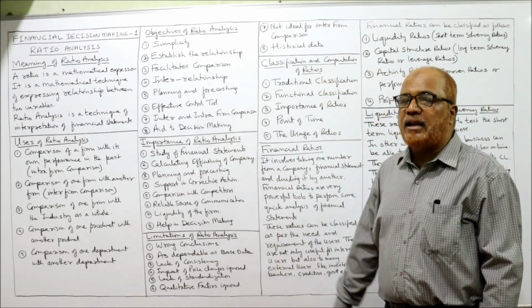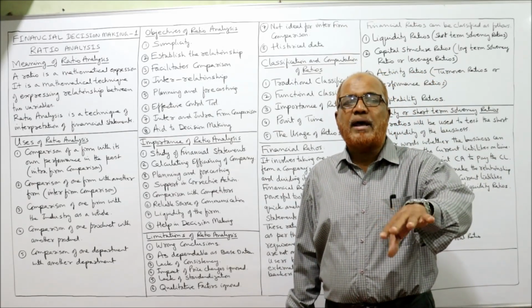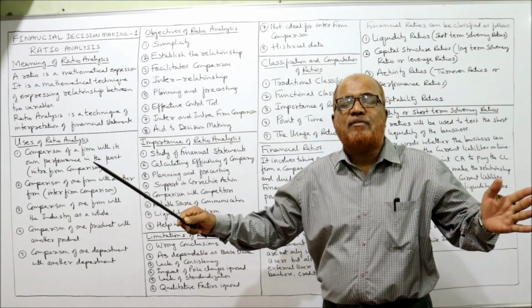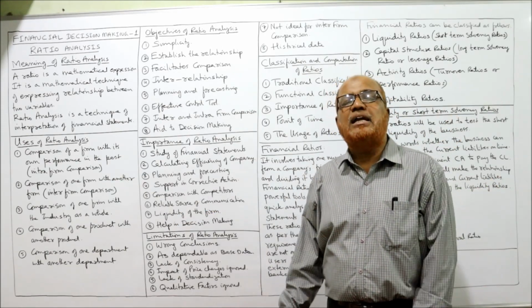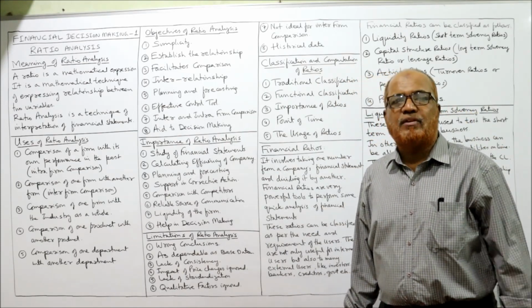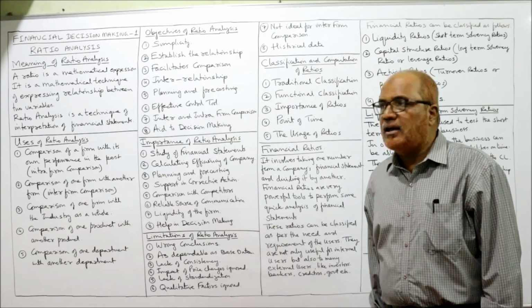Next, intra-firm and inter-firm comparison. Inter-firm means comparison between two or more firms. Different firms' performance we are comparing, that is called inter-firm. Intra-firm means within the same firm, one year with another year. For both comparisons, ratios are widely used.